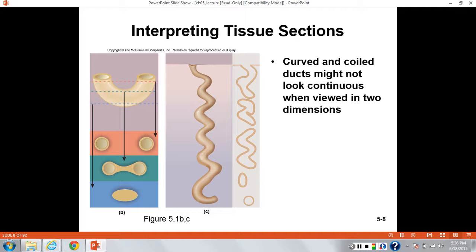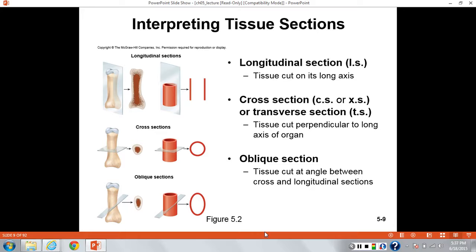These are just curvy or transverse views, but when you cut and slice them, they can be 2-dimensional shapes. Longitudinal is LS, cross-sectional is XS, CS, or TS, and oblique is at a 45-degree angle. Some of these little letters, abbreviations, may be on the side, to let you know what type of section was cut out of that tissue.